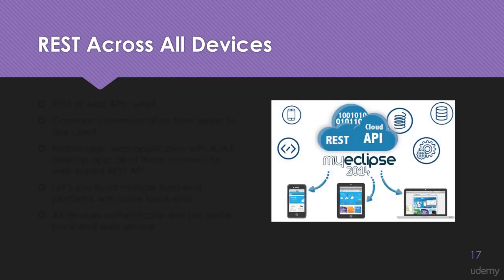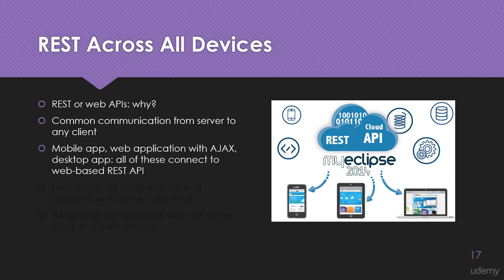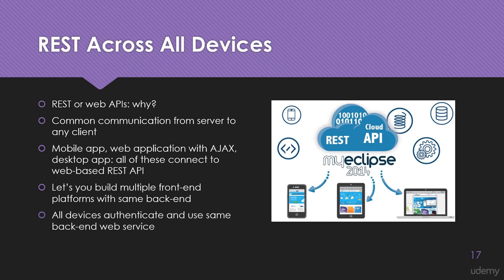And the core idea, the reason why REST is so popular, is because you can have a common communication from server to any client. Any client, whether a mobile app, a web application or a desktop app, can connect to a web-based REST API, and you can build multiple front-end platforms with the same backend. So all devices will authenticate and use the same backend service. Instead of building multiple server software to power your mobile app, website and desktop application, you build a REST API, and it can be used in common. So REST is a very popular and powerful programming paradigm that lets you build remote services, and allows you to build software programs that communicate with each other over the internet.